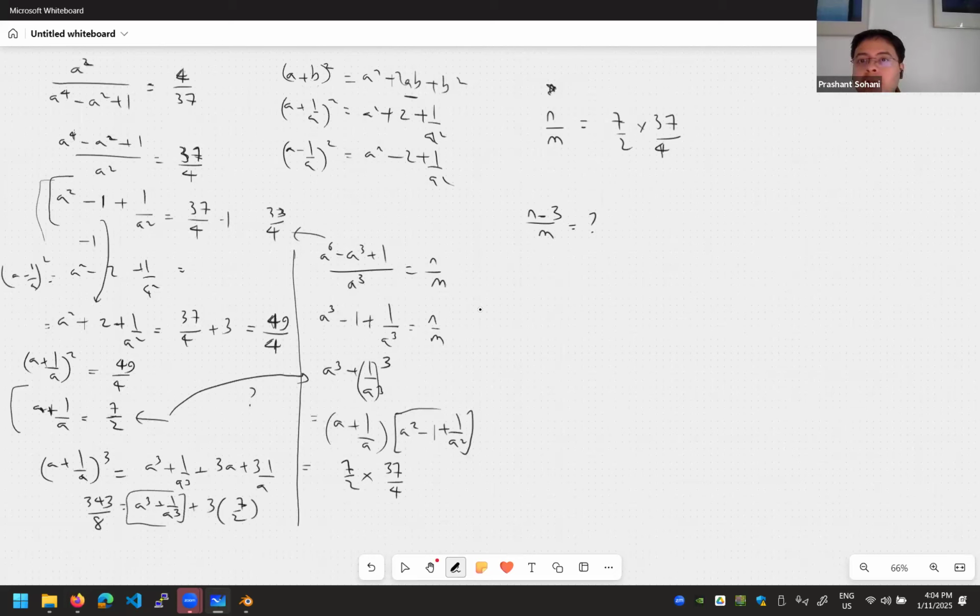So if you see here, actually they are co-prime, right? There are no common factors between numerator and denominator. So actually I can say that n is the numerator and m is the denominator. So therefore n minus 3 is 256.